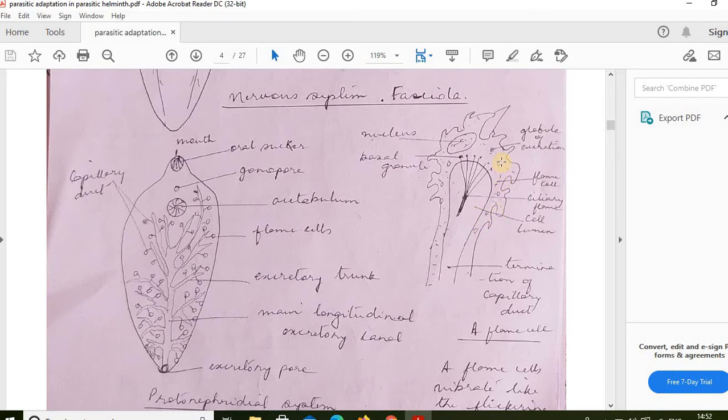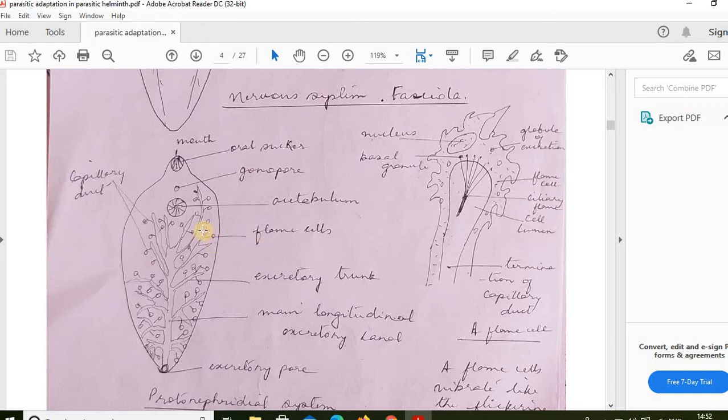and each has a thin elastic wall. This elastic wall, with a pseudopodial-like process. It has got a nucleus and an intracellular cavity having a long cilia, which flicker, and these cilia vibrate like the flickering of a flame, hence the name flame cells.